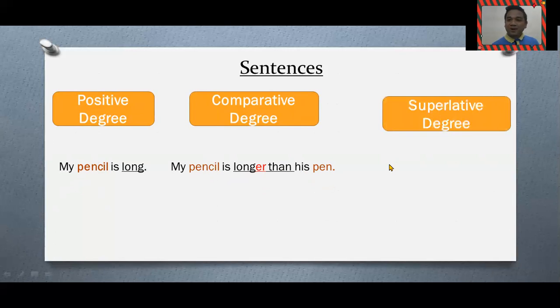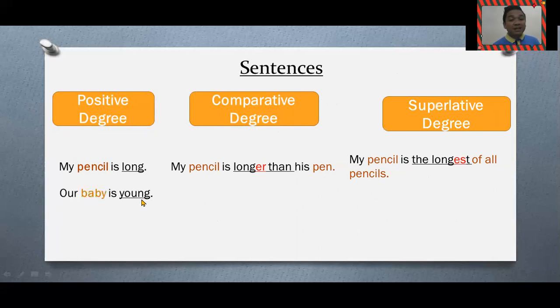This time, let's have the superlative degree. Now, superlative degree, once again, it is comparing three or more nouns. Look at this. My pencil is the longest of all pencils. So my pencil is the longest. Again, how to formulate superlative with one syllable? Add the, then add est after the adjective. So the longest of all pencils. So my pencil is the longest of all pencils.